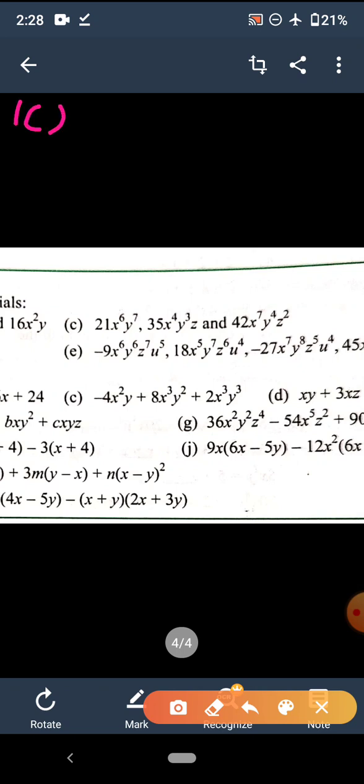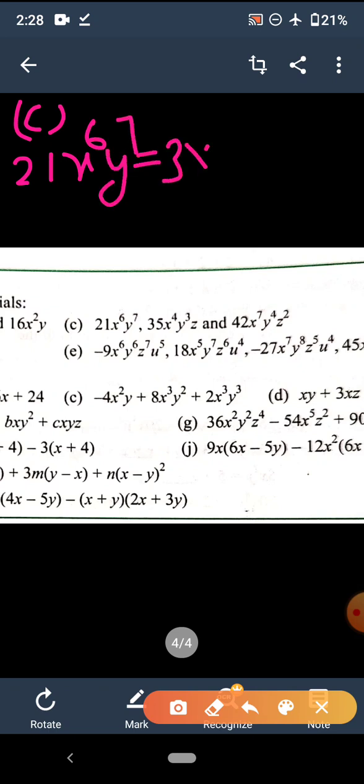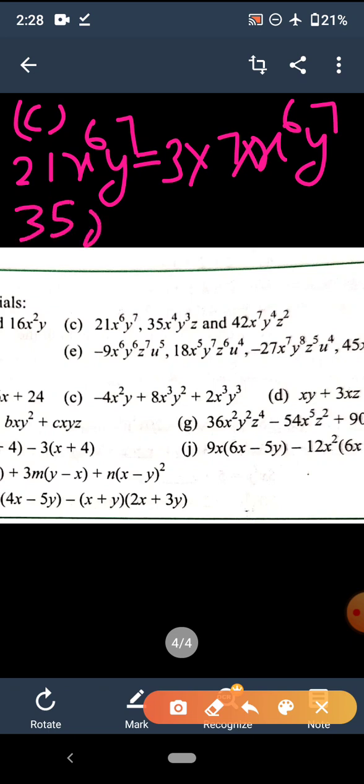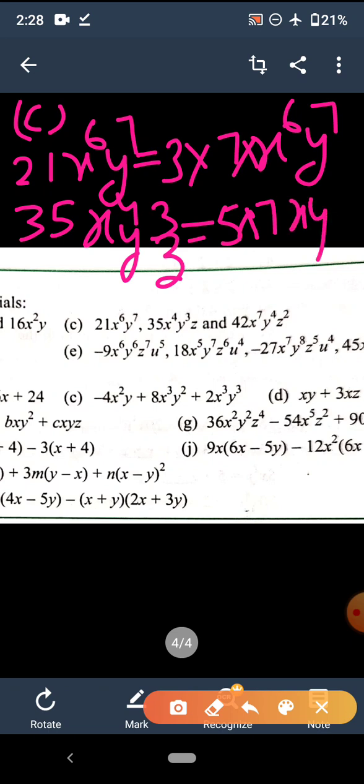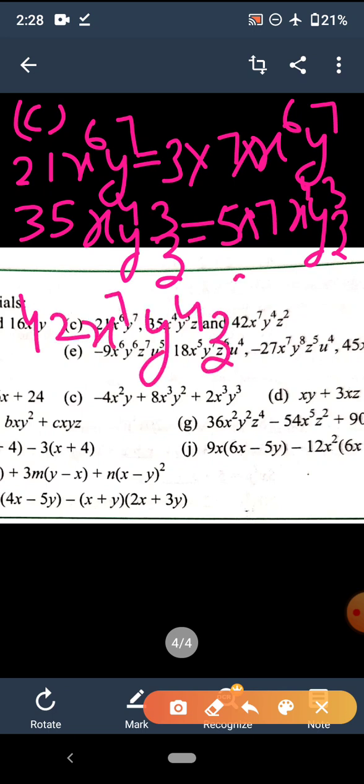In part C, what will you do? 21 x raised to power 6 y raised to power 7. So how will we do it? 3 into 7, x raised to power 6 y raised to power 7. Then 35 x4 y3 z, so you can write it as 5 into 7 x4 y3 z. And then 42 x raised to power 7 y4 z2. So 42 can be written as 6 into 7, then x7 y4 z2.